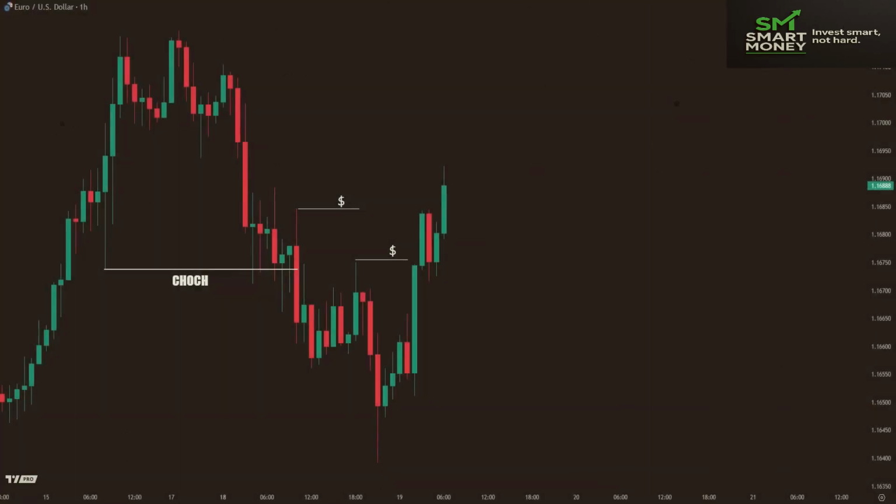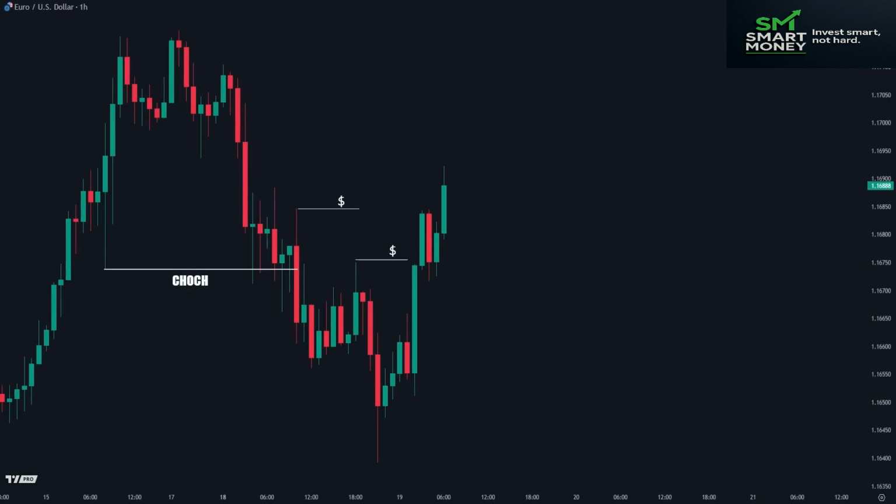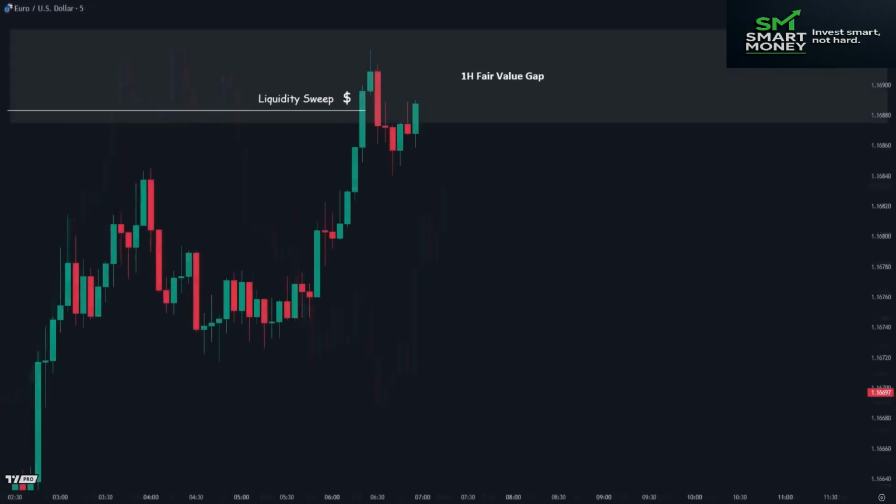Here we have the Euro-Dollar 1-hour chart on the screen. The overall market profile is bearish. And as you can see, price swept the buy-side liquidity above multiple swing highs, then tapped into this 1-hour bearish fair value gap. After filling it, the price showed rejection, so all the conditions for this setup are met, making it a perfect selling opportunity. Since we now have the confluences we were looking for, the next step is to zoom into the 5-minute time frame.